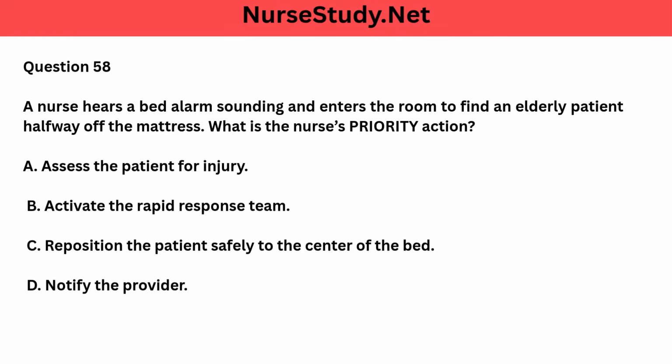Question 58. A nurse hears a bed alarm sounding and enters the room to find an elderly patient halfway off the mattress. What is the nurse's priority action? A. Assess the patient for injury. B. Activate the rapid response team. C. Reposition the patient safely to the center of the bed. D. Notify the provider.